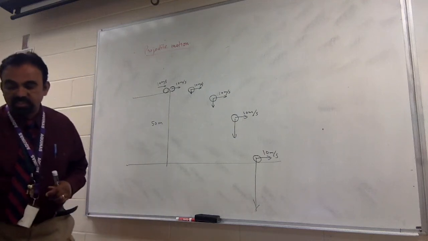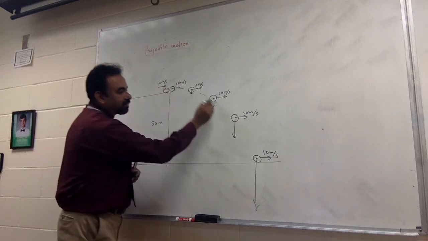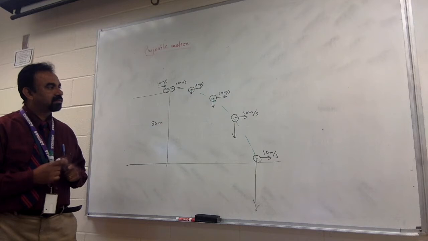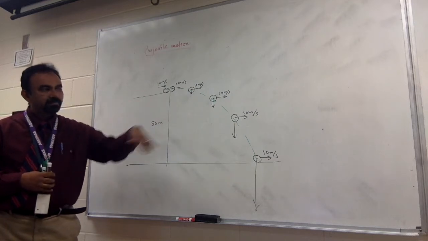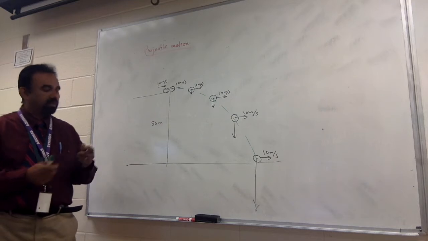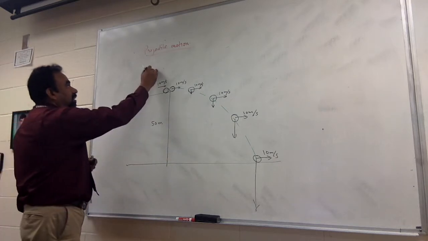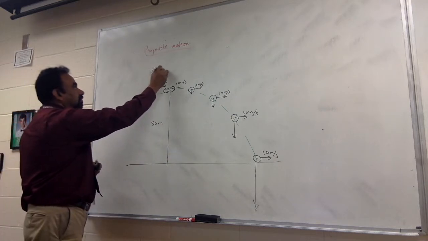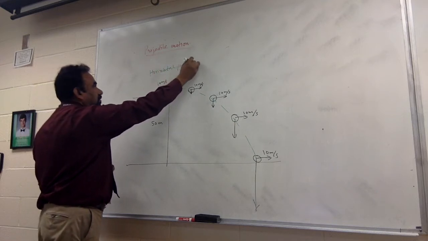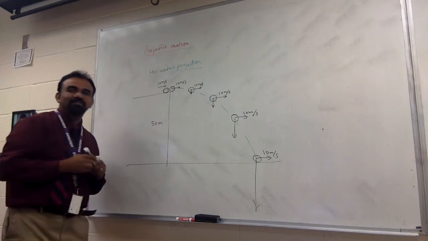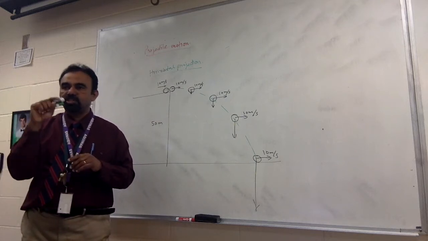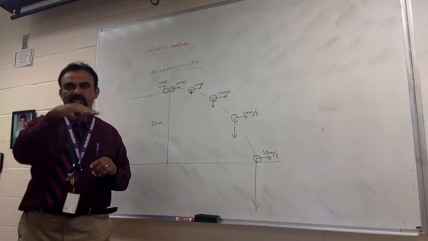Now this trajectory that you see here, it's a kind of parabolic path. The path is parabolic. This kind of projection is called horizontal projection. Why is it called horizontal projection? Because the projection itself is horizontal.